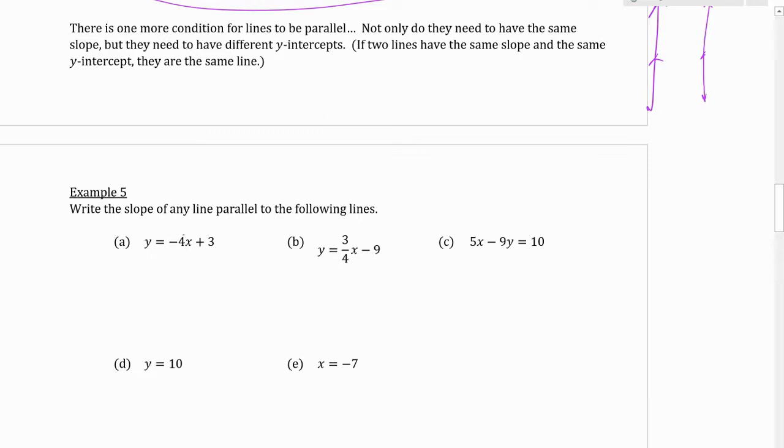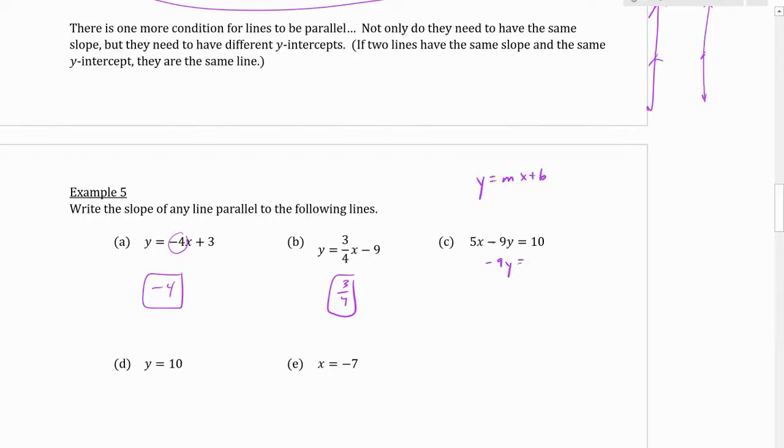So what's the slope of this? -4. Parallel lines have the same slope. What's the slope of this? 3/4. Okay, now this one I can't tell by looking unless I get it into that form.